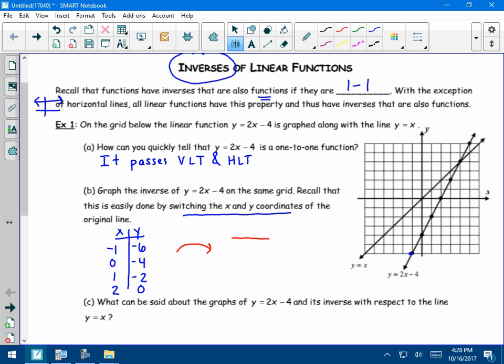Remember, I switch x and y if I want the inverse. So now instead of negative 1, negative 6, I have negative 6, negative 1. Instead of 0, negative 4, I have negative 4, 0. Negative 2, 1. 0, 2. Okay, then I can plot those. So -6, -1, 1, 2, 3, 4, 5, 6, -1 right there. -4, 0. -2, 1, 0, 2. And carefully connect those points the best you can. Should look something like that. So that's the inverse.